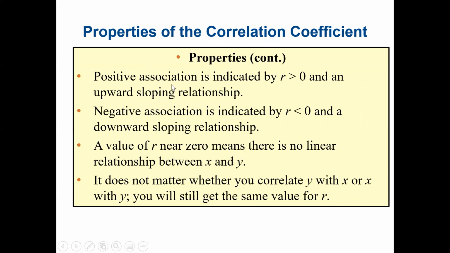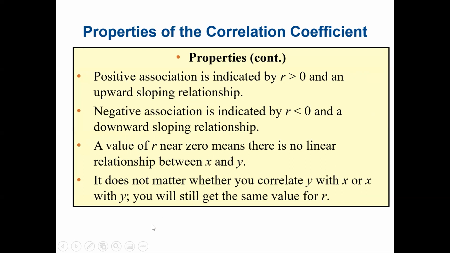The next thing, we have positive association, which means the R value is a positive value, which means if X increases, Y also increases. In this case, the slope also will be positive. Now, negative association means the R value will be a negative value, which means if X increases, Y will decrease. Or if X decreases, Y will increase. Now, a value of R near 0 means there's no linear relationship between X and Y.